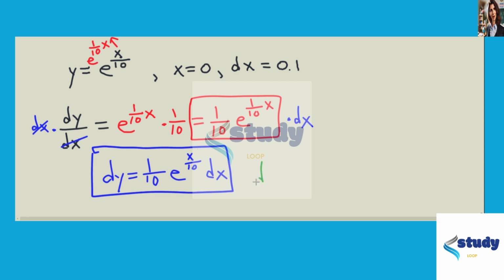So dy, our differential of y, for this value x and this value dx, dy equals 1/10 times e to the x over 10, which will be 0 over 10, which will of course be 0. So 1/10 times e to the 0 over 10, since x is 0, times dx, which is going to be 0.1.